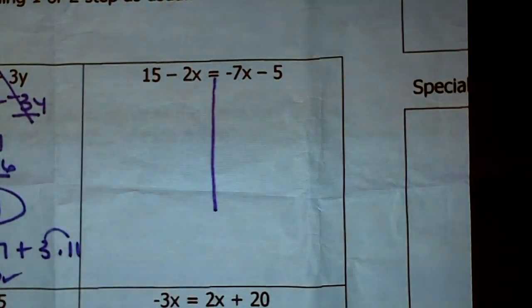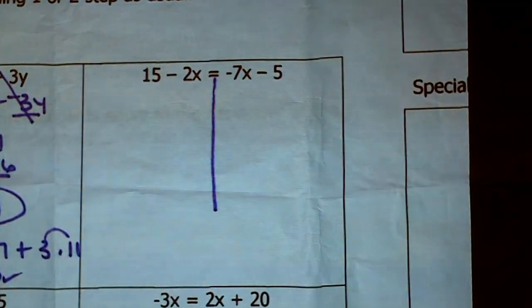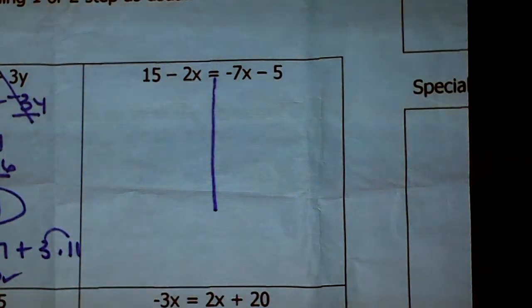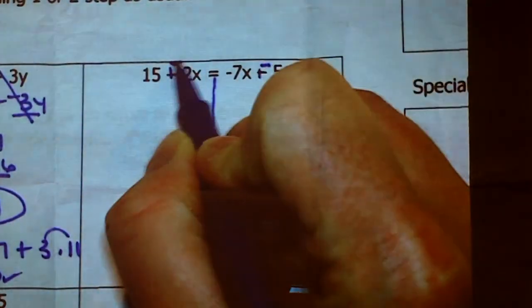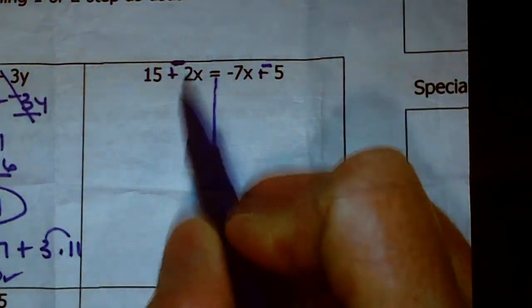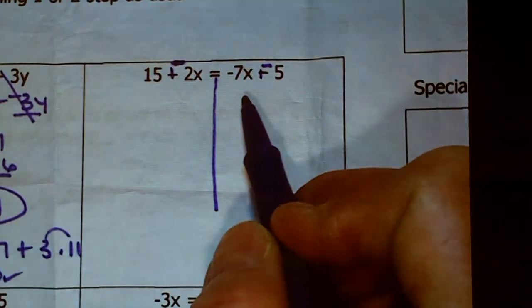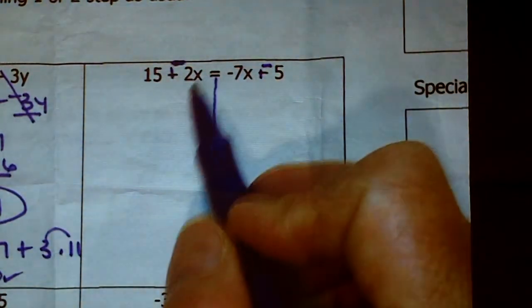All right, next one, draw our line down. Again, there are no parentheses. There aren't any like terms on this side, and there aren't any like terms on this side. So step number 3, I have to pick one of those variable terms to get rid of. I'm going to change my signs here so I know what I'm dealing with. And again, your options are, you can add 2x to each side, which would bring all the letters to this side, or you could add 7x to each side.